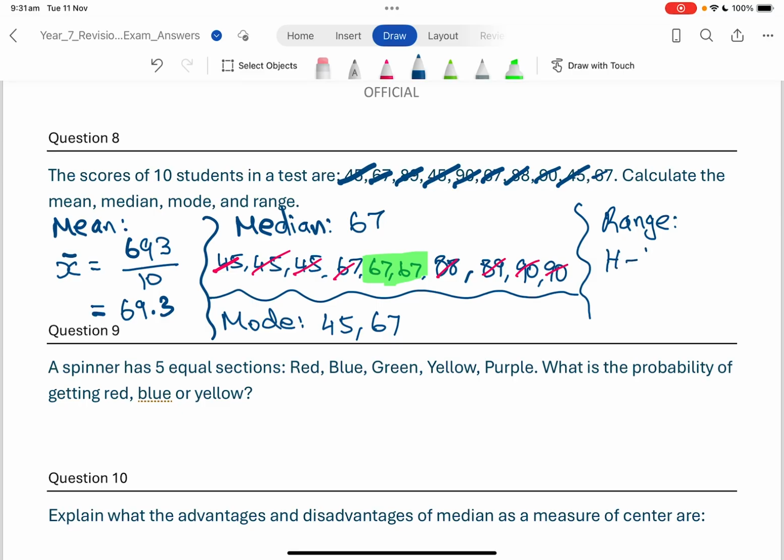All right, for the range, we're doing the highest number minus the lowest number. In this case, the highest number was 90, the lowest was 45, so our range is 45. Done.